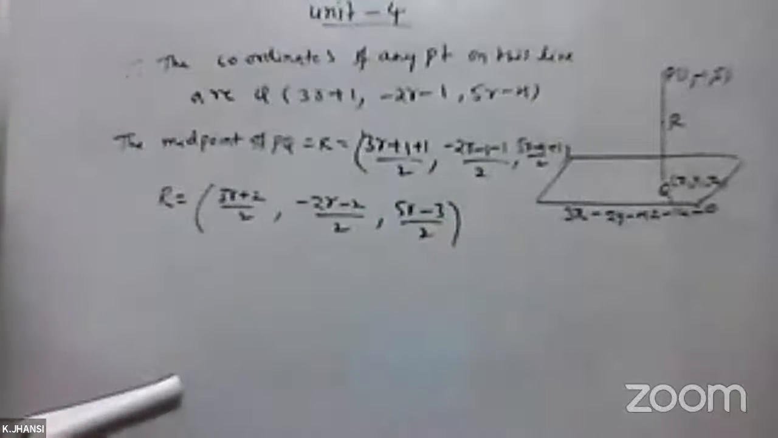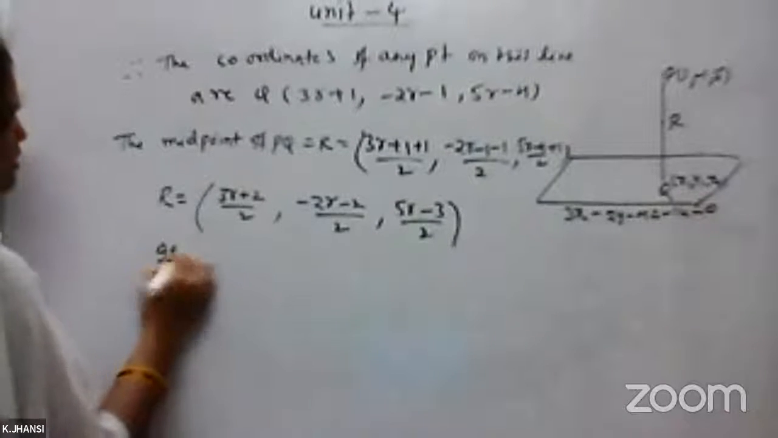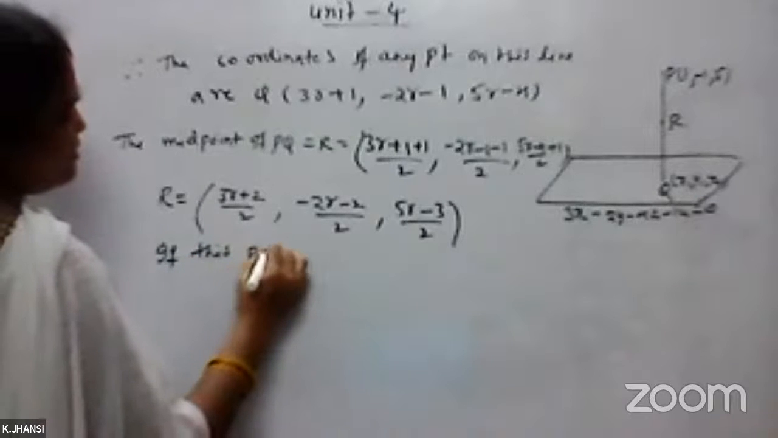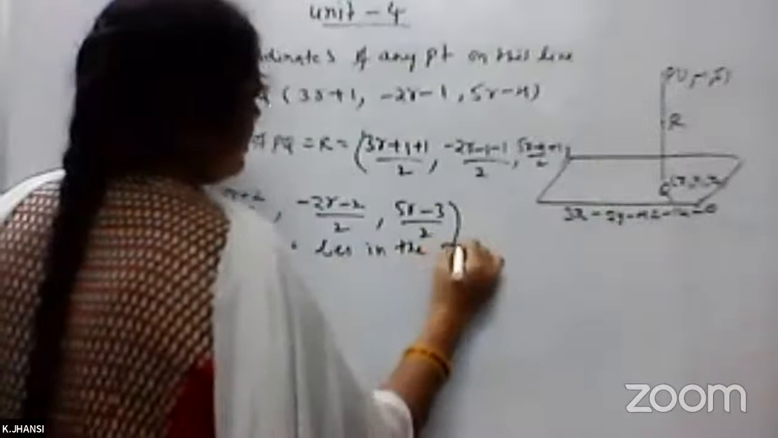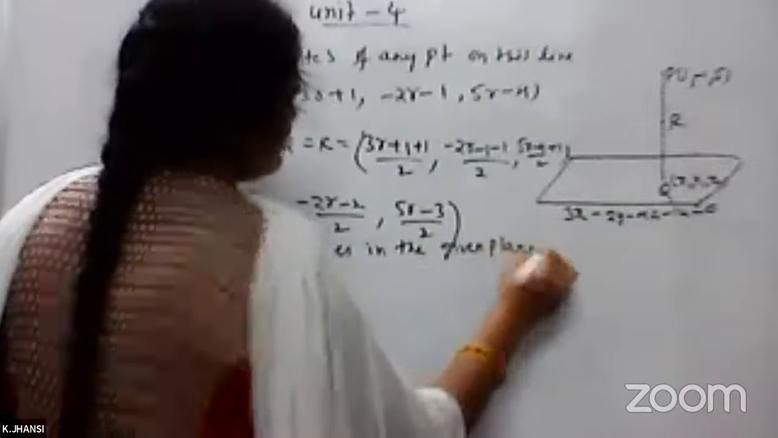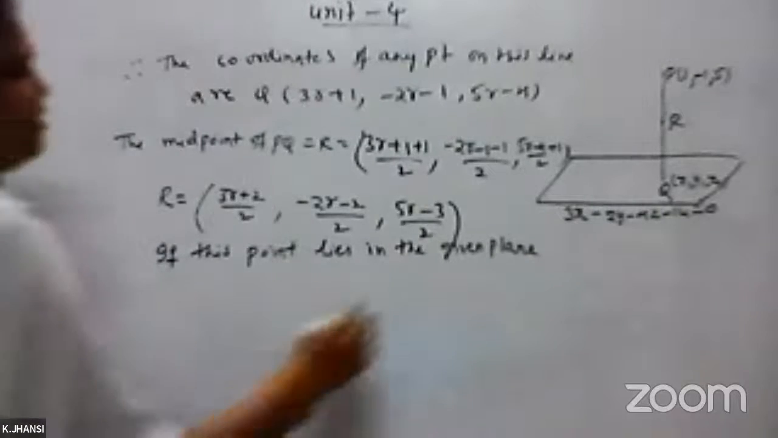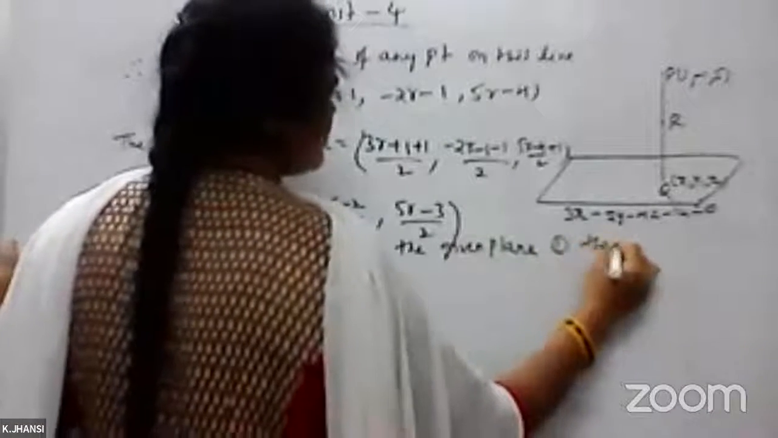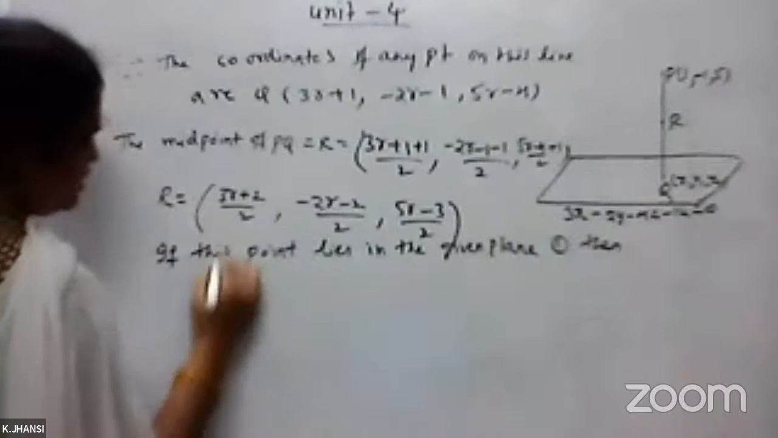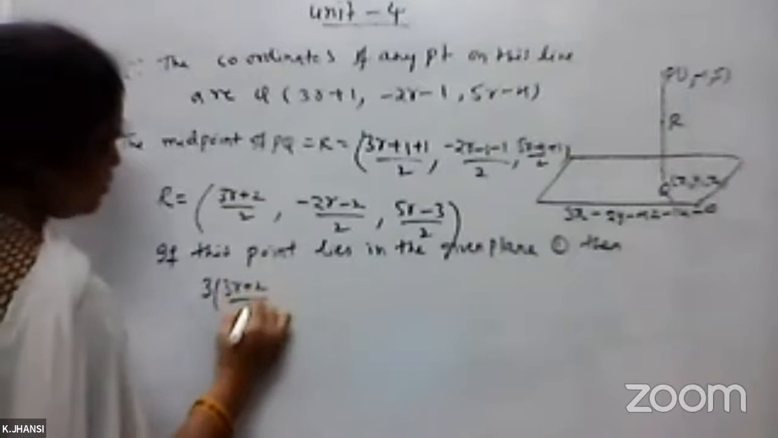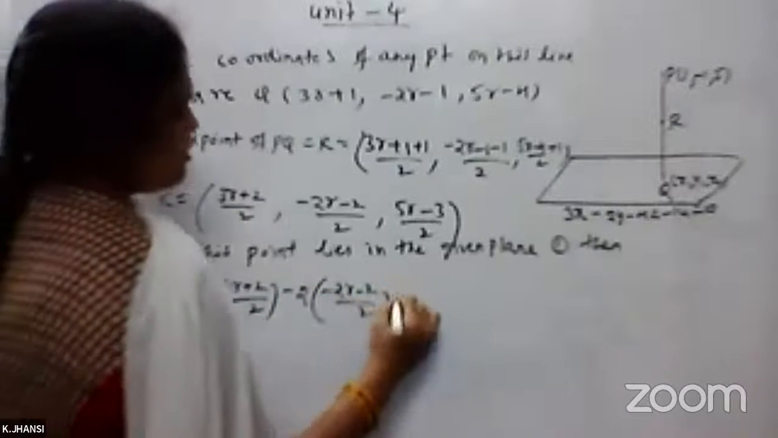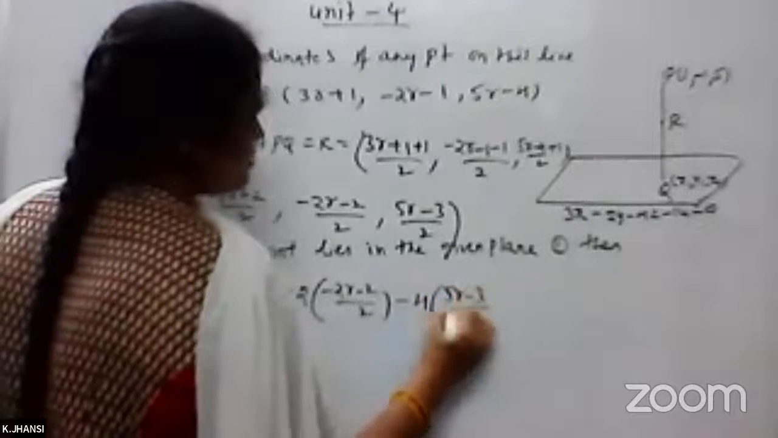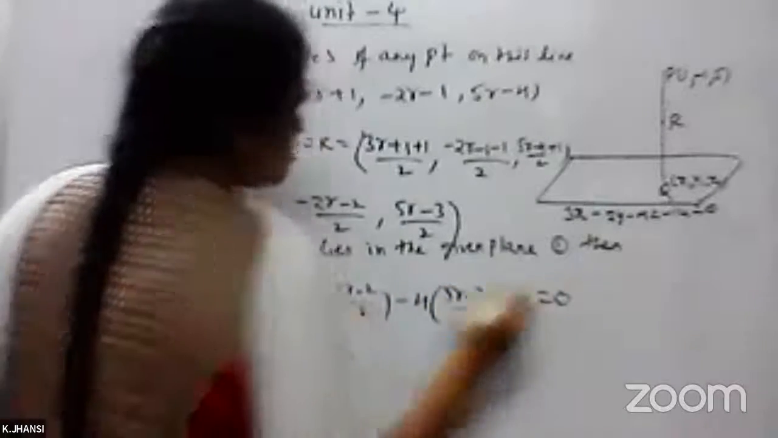So if this point lies in the given plane, then what is our given plane? 3 into (3R plus 2) by 2 minus 2 into (minus 2R minus 2) by 2 minus 4 into (5R minus 3) by 2 minus 14 equals 0.